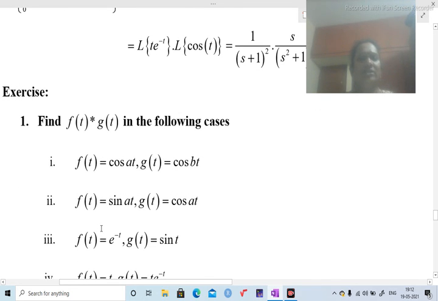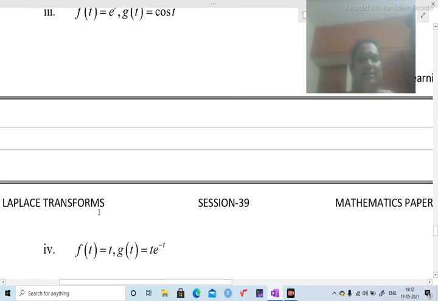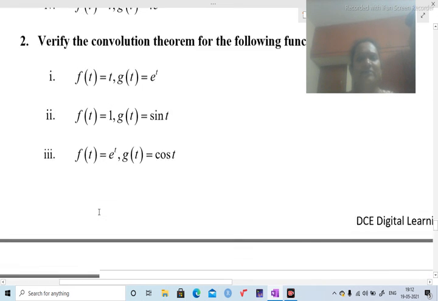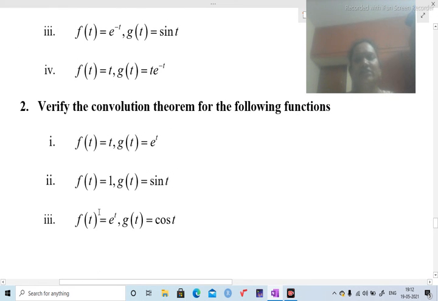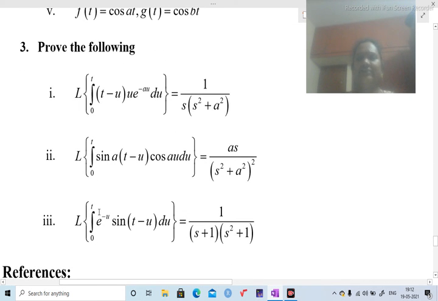So, observe, these are the exercise problems. Here, first four problems are finding of convolution between f of t and g of t. Next 5 problems are verification of convolution theorem. Next 3 problems are Laplace transform of integration. So, practice.